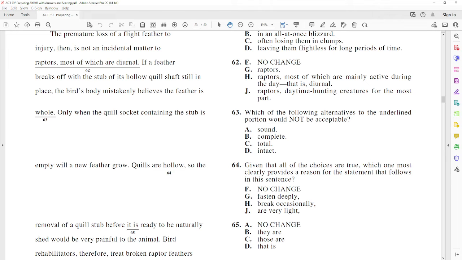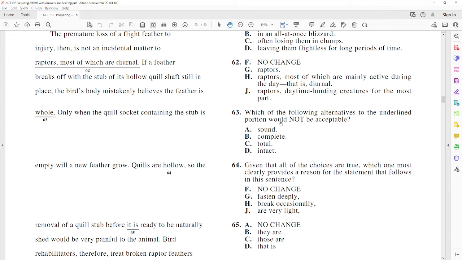Is this about a word? Whole is correct. How would I anticipate fixing it or breaking it? I don't know. I can't even imagine what the anticipation would be. Believes the feather is, I don't know. I can't even think of it. So let's check it out. Whole. I think it's about the meaning of the word.